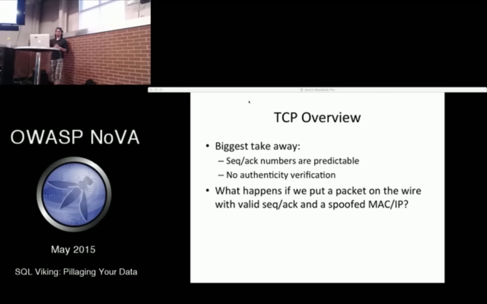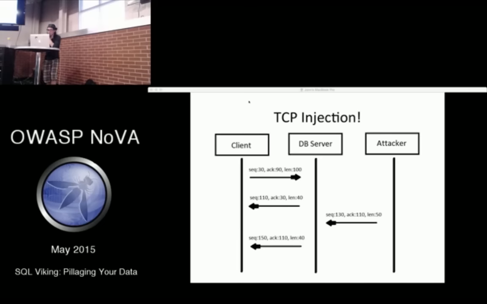So again, the biggest takeaway, sequence and acknowledgement numbers are predictable. They have to be, just because that's what they're used for. And there's no authenticity verification. There's nothing built into the TCP protocol that gives you any kind of assurance of integrity or authenticity, which is great for us. So what happens if you put a packet on a wire with a valid sequence and acknowledgement number and a spoofed MAC and IP address? You get TCP injection. So what ends up happening, forgive my crappy MS Paint skills, by the way.